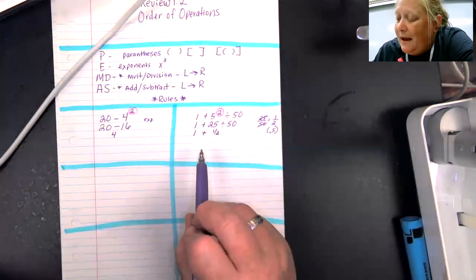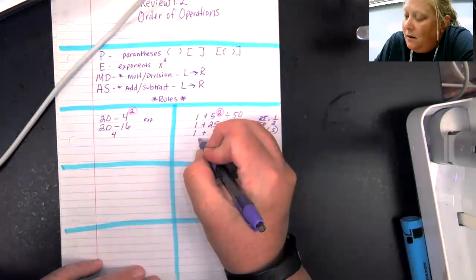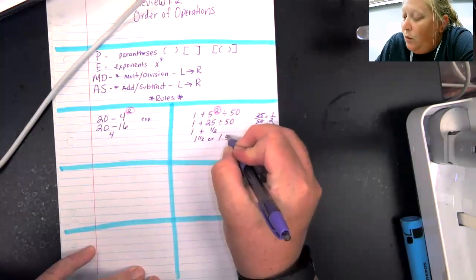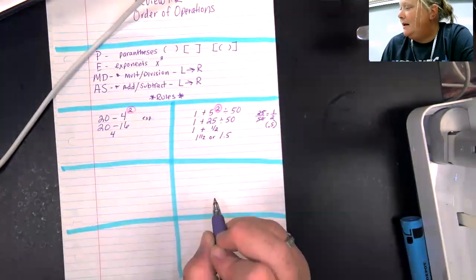Well, what is my last step? 1 plus a half. Well, that's 1 and a half, or if I wrote it as a decimal, 1.5. Okay, excellent. Let's try another one.